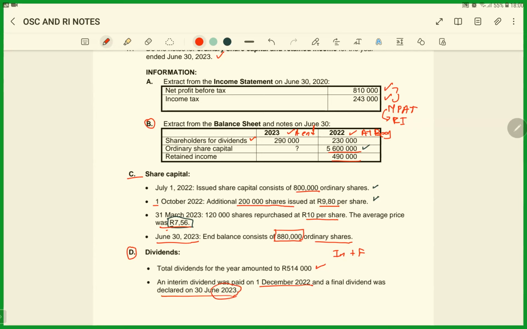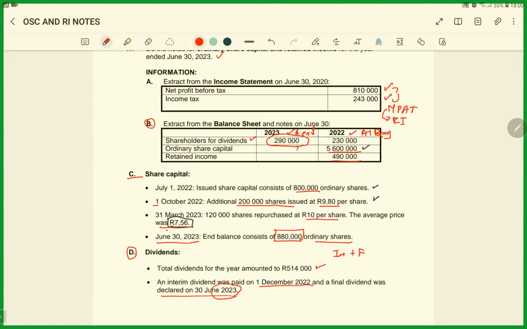So now you ask yourself, why are they not telling you the amount for the interim dividends and the final dividends? Then you remember that in information B, we have shareholders for dividends, which is 290,000 for 2023. It represents the final dividends at the end of the year. I hope I'm clear on that one. Then now we can start answering the question.